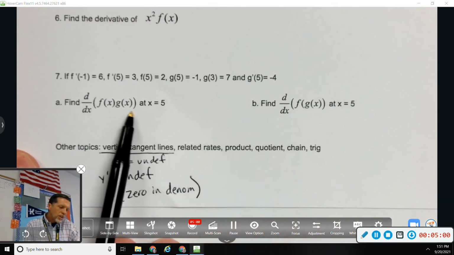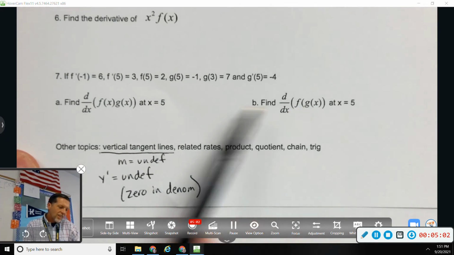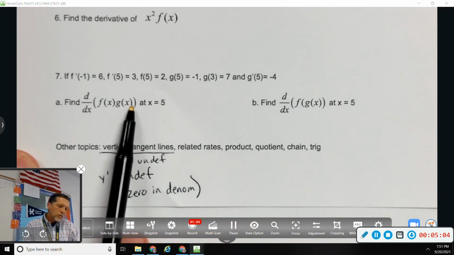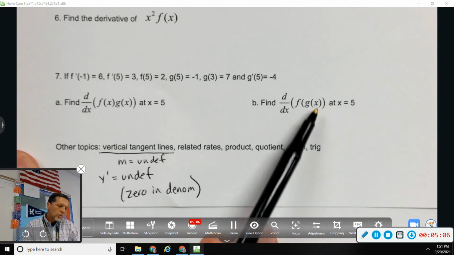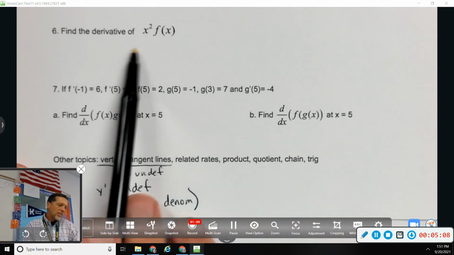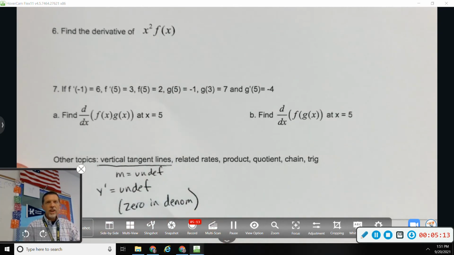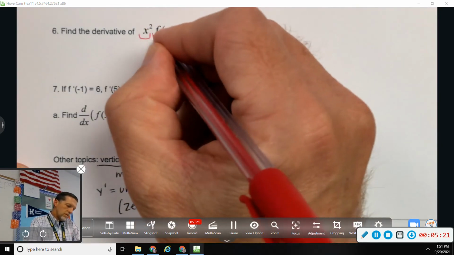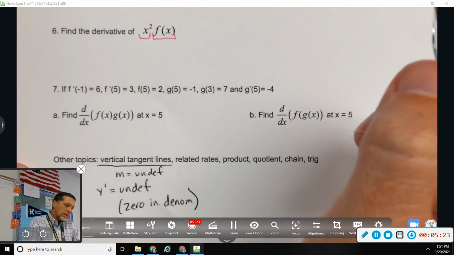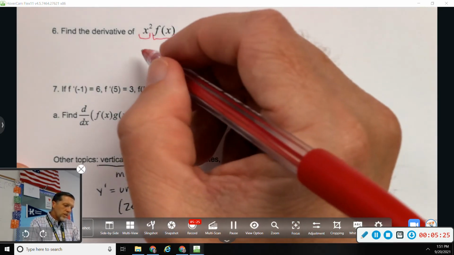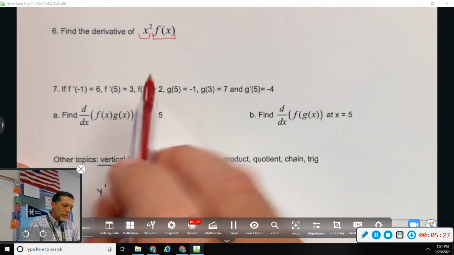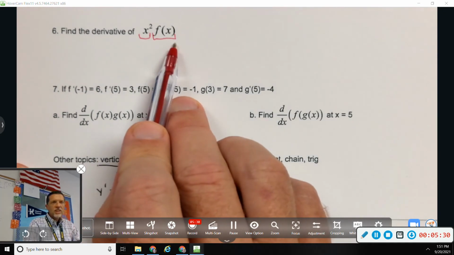For 7, I think we've seen problems like that on the last test. 7a would be product rule. 7b would be chain rule. How about 6? Find the derivative of x squared times f of x. What rule is that going to require? I think product rule. Oh, this is going to look funny if I label that one f and that one g.